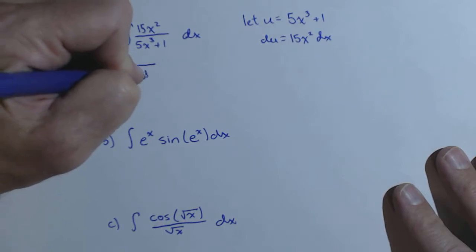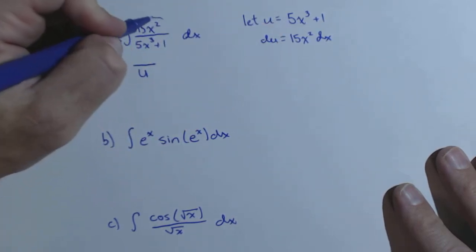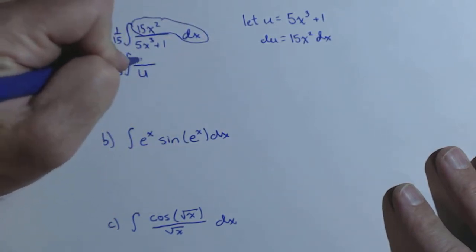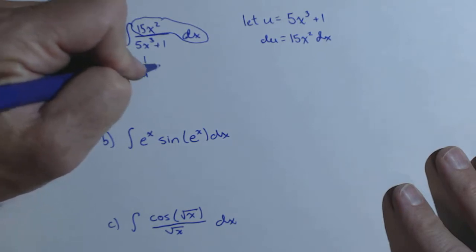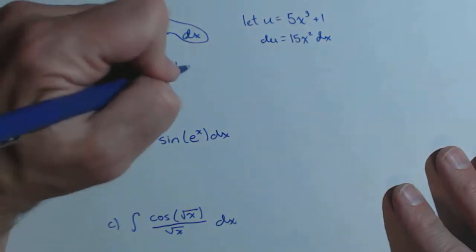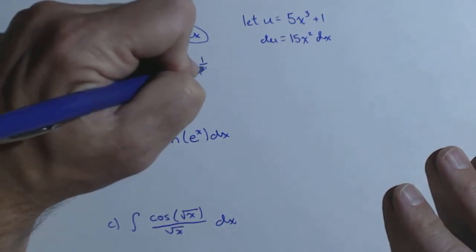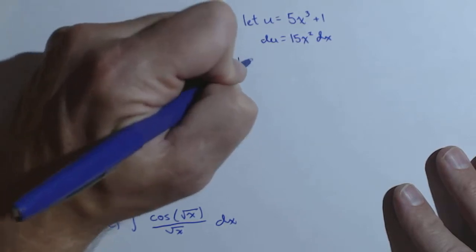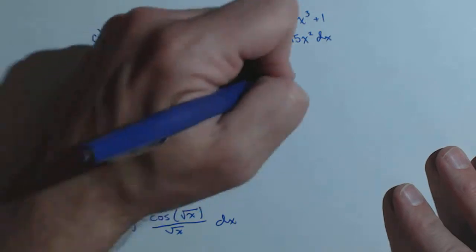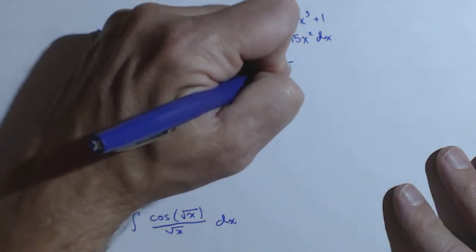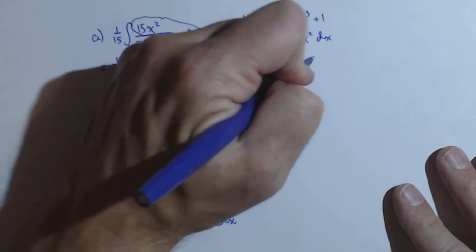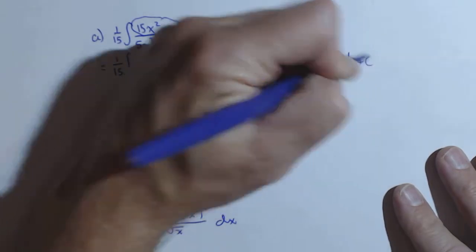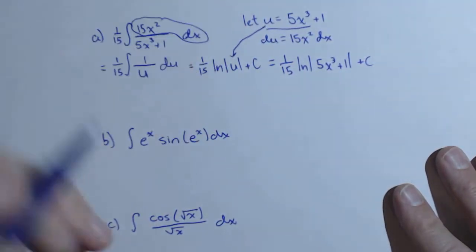The denominator is just going to be u, because that's what we let it be. And right there, the 15x squared dx is my du. So if you want, you can write it du over u or 1 over u du, whatever you like better. Well, we now have a basic antiderivative. The antiderivative of 1 over u is natural log of absolute value of u plus c. And the last step in u substitution of an indefinite integral is you've got to substitute back. Ln of the absolute value of 5x cubed plus 1 plus c. So there, we just plug that back in for u.